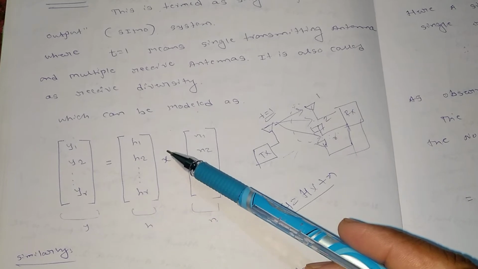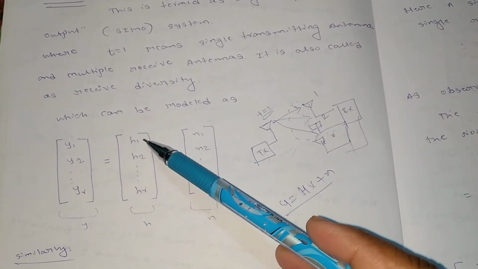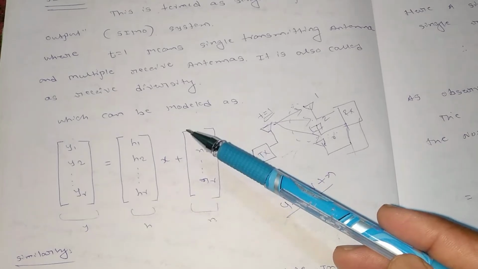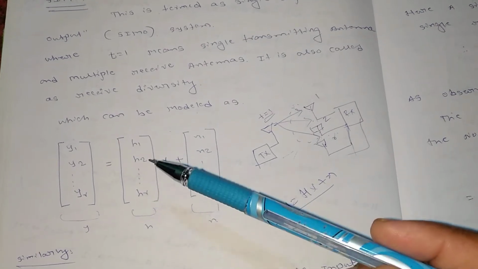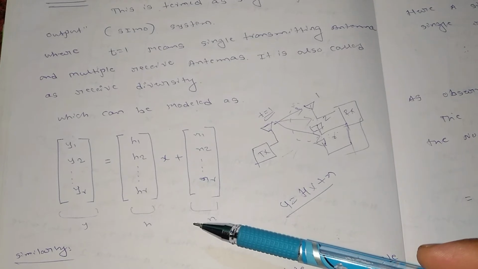Okay, so as this is having a single path here, a single column matrix will be there, and if it is having multiple paths, then it can be an R cross T channel coefficient matrix, as mentioned in the previous videos.